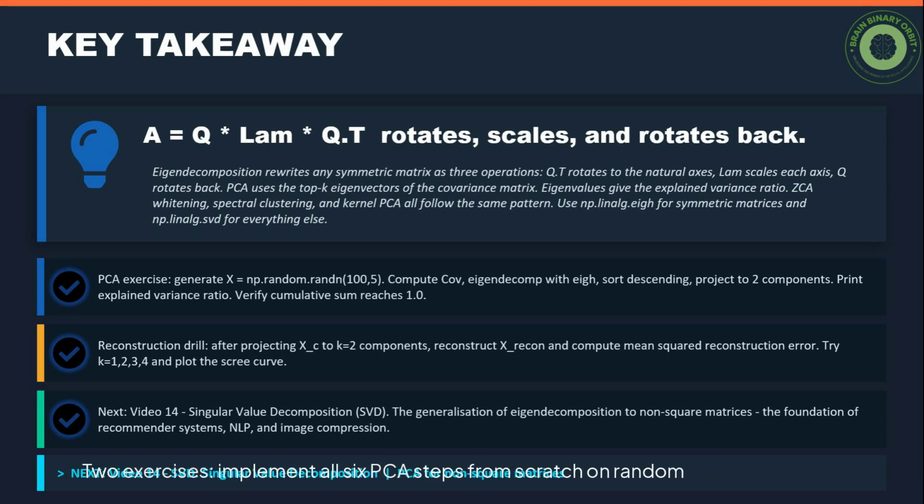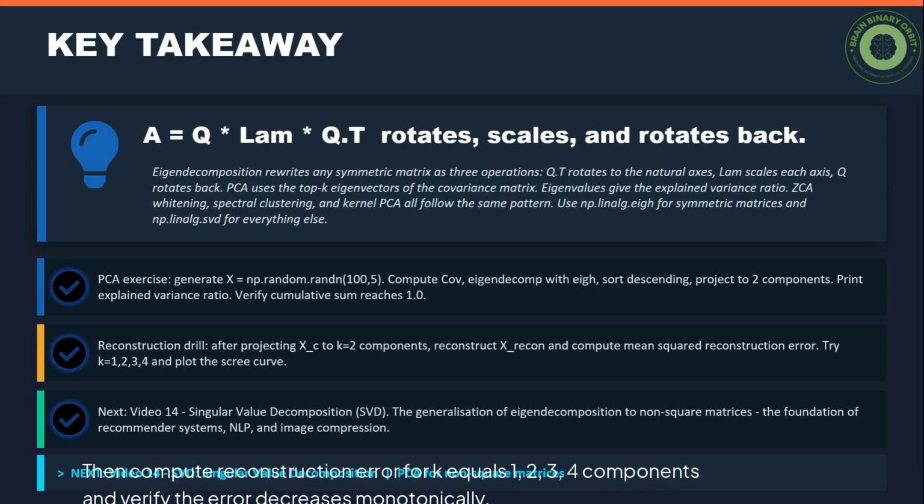2 exercises. Implement all 6 PCA steps from scratch on random data. Then compute reconstruction error for k equals 1, 2, 3, 4 components and verify the error decreases monotonically.